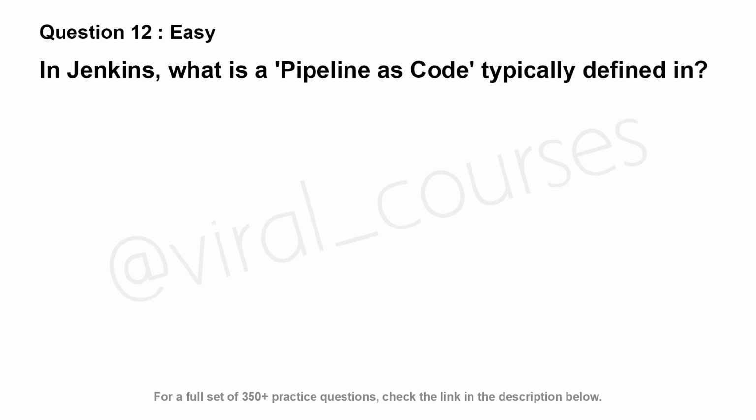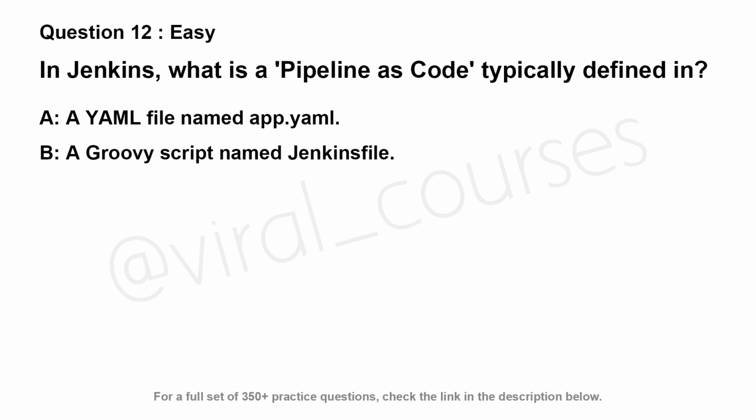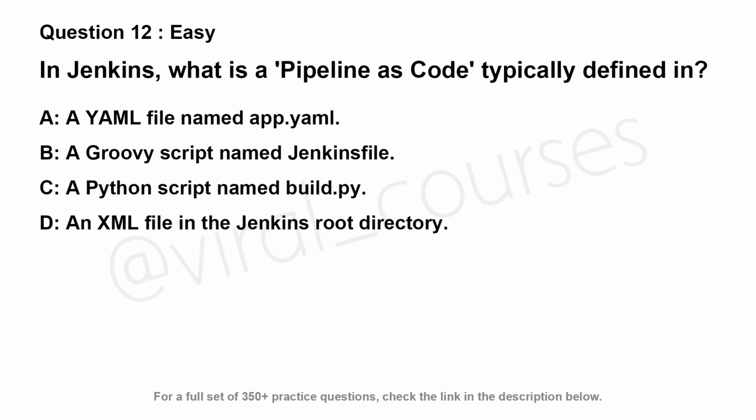In Jenkins, what is a pipeline as code typically defined in? Option A, a YAML file named app.yaml. Option B, a Groovy script named Jenkinsfile. Option C, a Python script named build.py. Option D, an XML file in the Jenkins root directory.